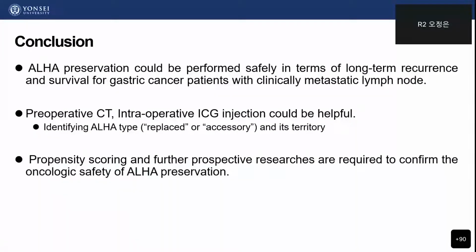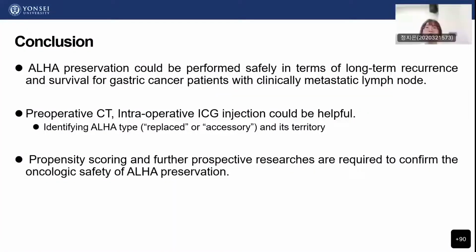In summary, there was no difference in the operation time and the number of harvested lymph nodes around the left gastric artery between the aberrant left hepatic artery preserved and sacrificed groups. Therefore, it is not necessary for surgeons to divide the aberrant left hepatic artery for the purpose of lymph node dissection unless there are obvious signs of tumor metastasis. Also, overall survival and recurrence-free survival were comparable in the two groups.